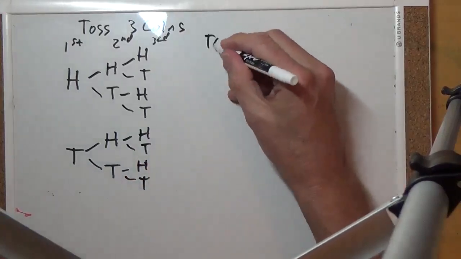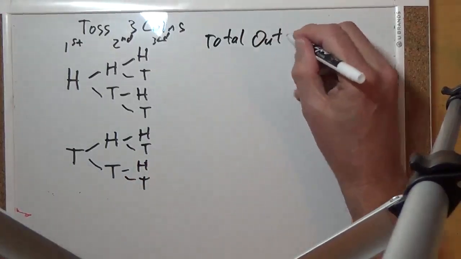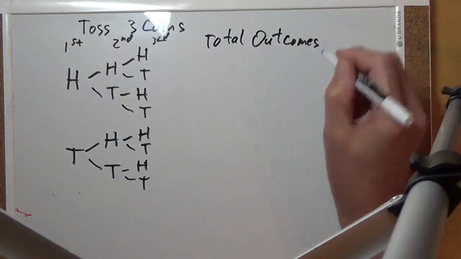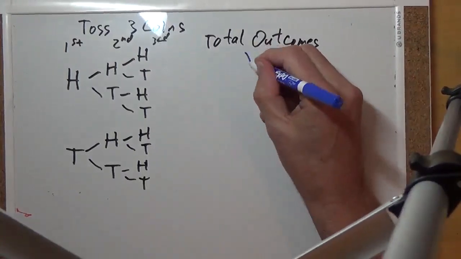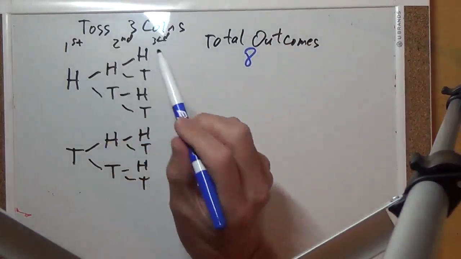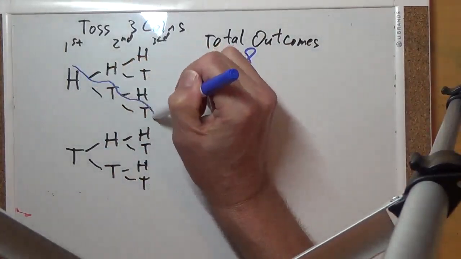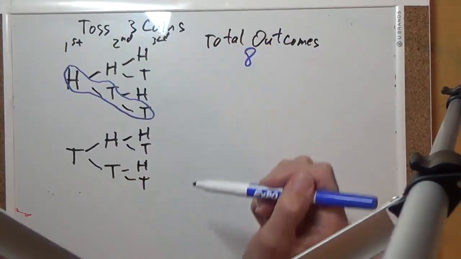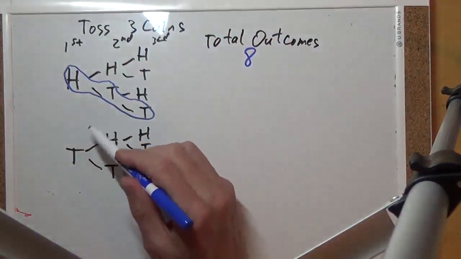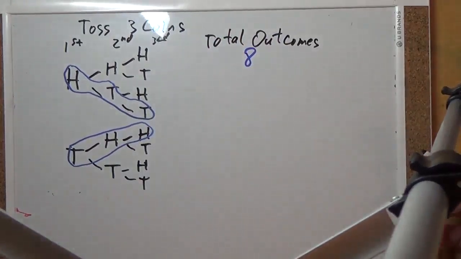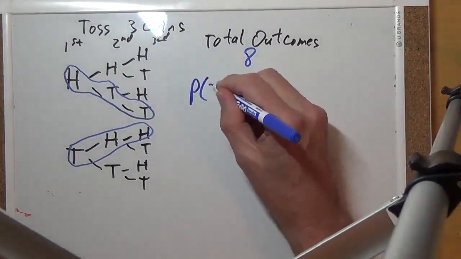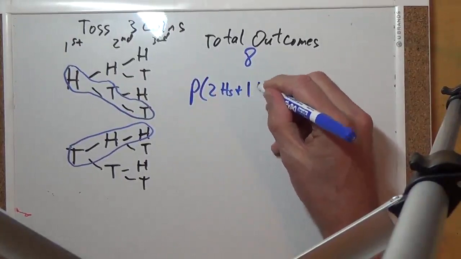So take a second. How many total outcomes are there? You might want to pause your video for a second just to answer this question and count them. Now I assume you're back. There's 8 total outcomes. For example, I'll circle a couple of them. There's one, a head, tail, tail. Here's another one. Tail, head, head.